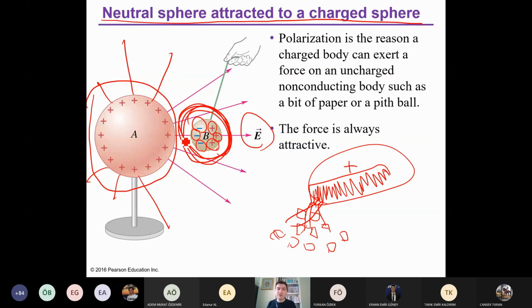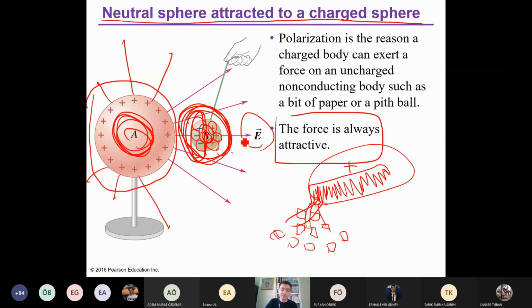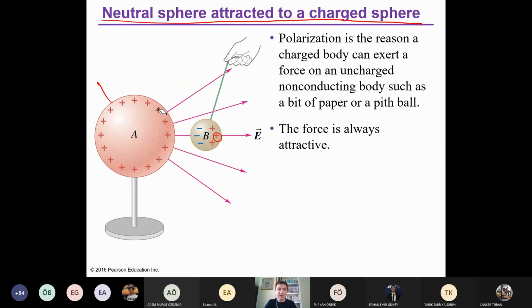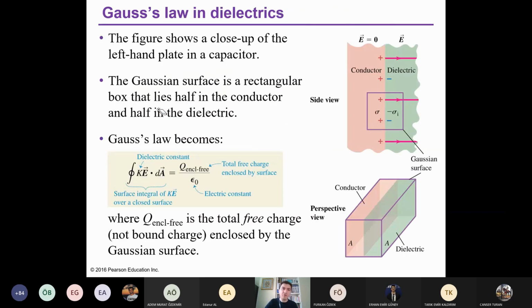Since negative charges are closer, the net force will always be an attractive force, so this non-conducting uncharged body will be attracted by this A ball. This is due to the polarization. Okay, let me finish my lecture with this last information, Gauss's law in dielectric materials.